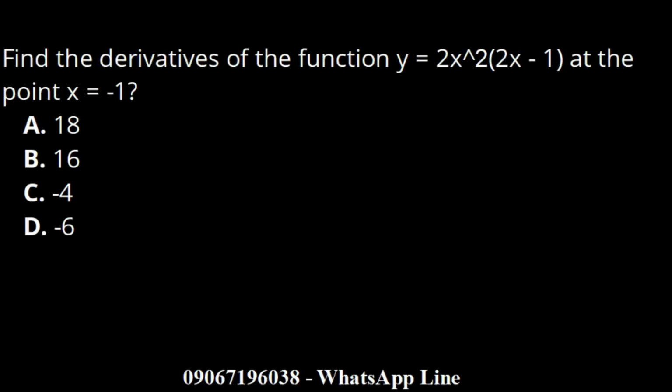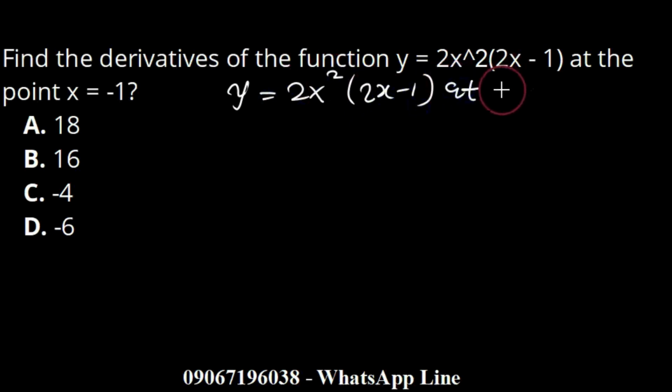In the next question, we were asked to find the derivative of the function y is equal to 2x power 2 into 2x minus 1 at the point where x is equal to minus 1. All right, so what we need to do here is remember to differentiate this. We can even start by expanding this bracket, and once we are done, we substitute that value. So let's open this bracket.